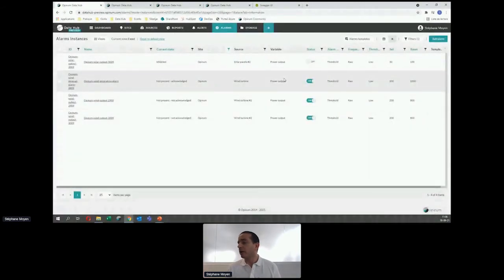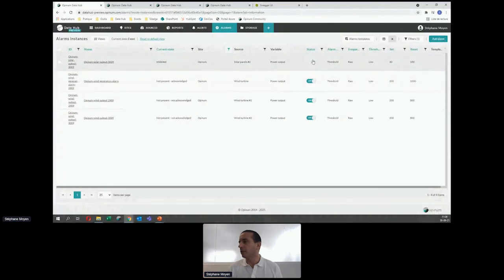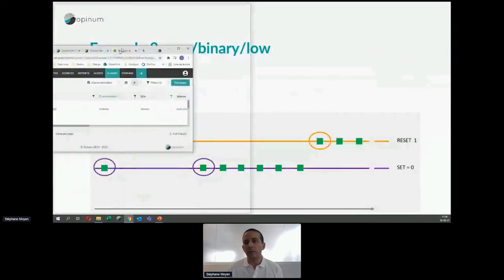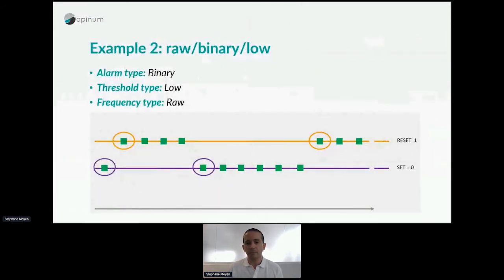When you first define an alarm, it's going to be in a disabled state. So don't forget to enable it if you want it to be triggered, of course. This is how you set up very easily an alarm in the interface. We'll get back to that afterwards. So let's go back to the presentation.